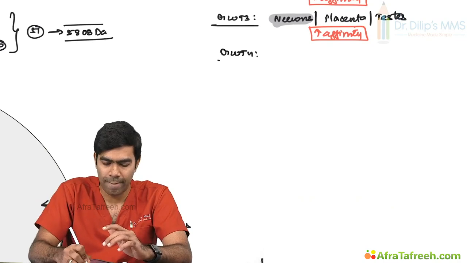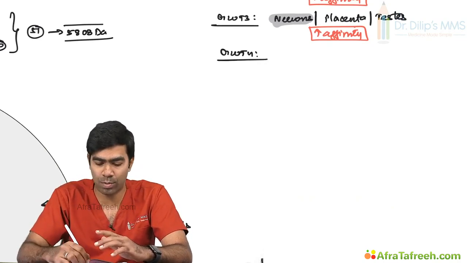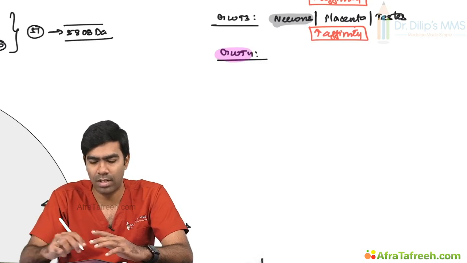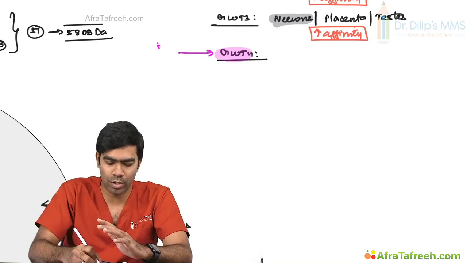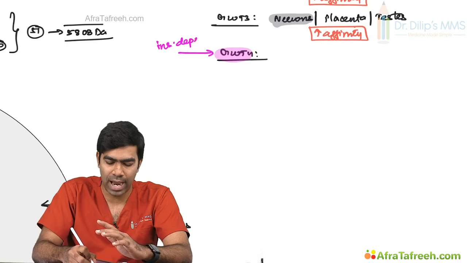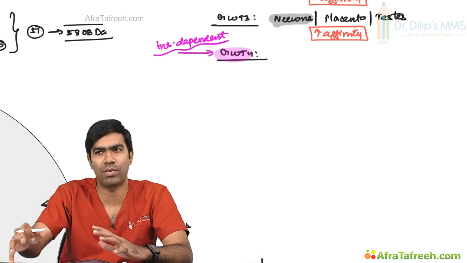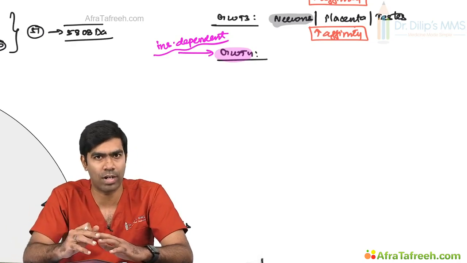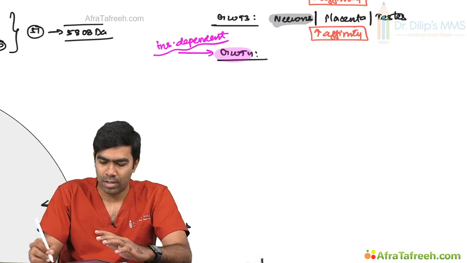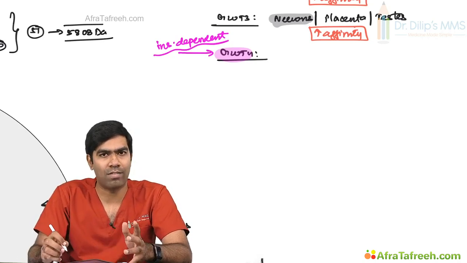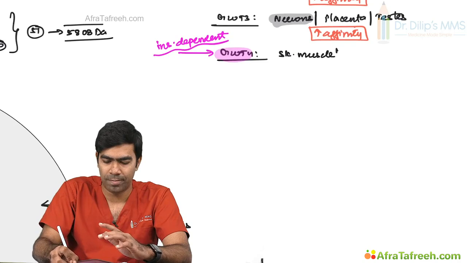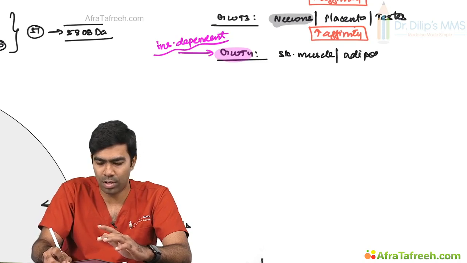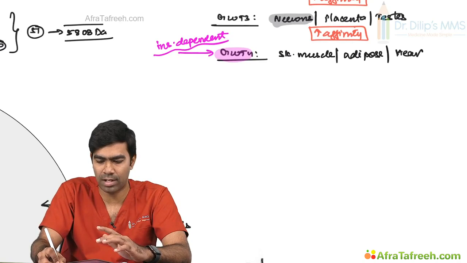GLUT4 is the most important transporter as far as diabetes is concerned, because GLUT4 is the only glucose transporter that is insulin dependent, which means the activity of the GLUT4 transporter is completely insulin dependent, which means only in the presence of insulin you're going to have good activity of the GLUT4 transporter. And the tissues that have GLUT4 in high concentrations are the skeletal muscle, which is the most important, followed by adipose tissue, which is also important, followed by the cardiac muscle, the heart.